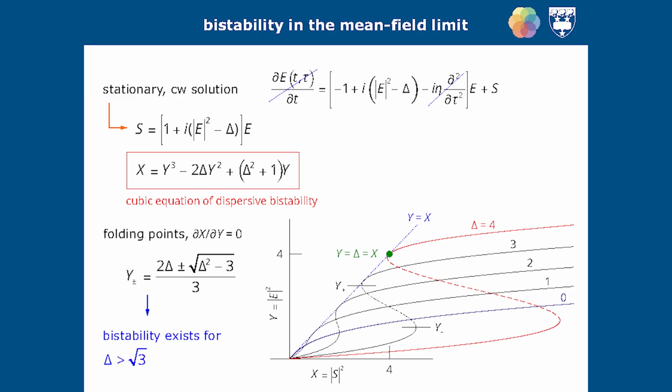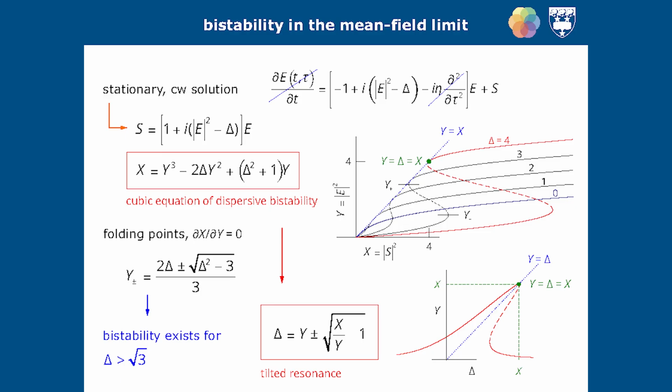You can predict the position of these turning points here, which again shows you that bistability only exists if the detuning, capital delta, exceeds a certain value, as I've shown you before. You can also notice that in terms of the detuning delta, this is a second order polynomial in delta, so you can easily solve for delta. And this basically describes the tilted resonance there using this simple expression.